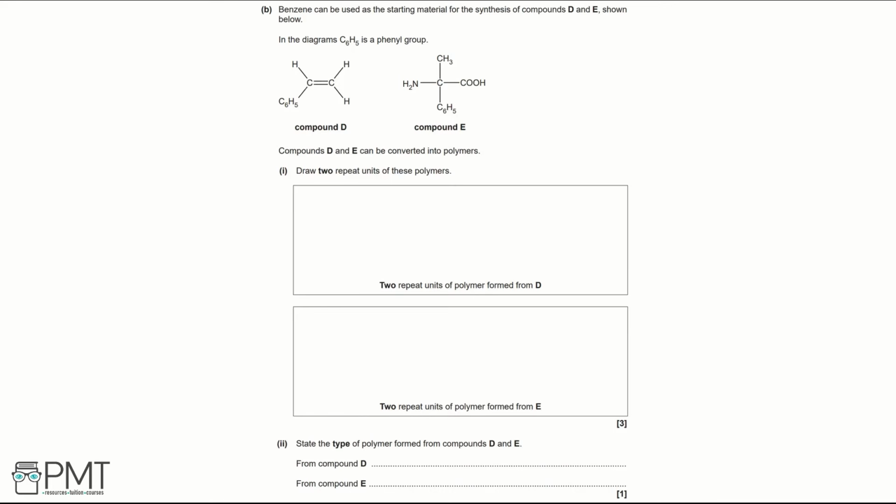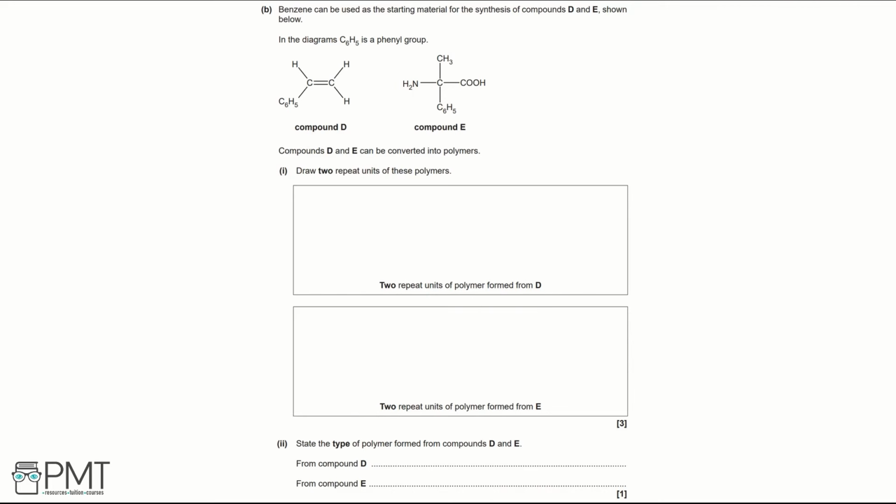Part B. Benzene can be used as the starting material for the synthesis of compounds D and E, shown below. In the diagrams, C6H5 is a phenyl group. Compounds D and E can be converted into polymers. Part 1. Draw 2 repeat units of these polymers.